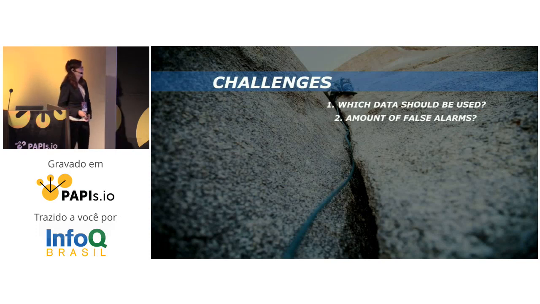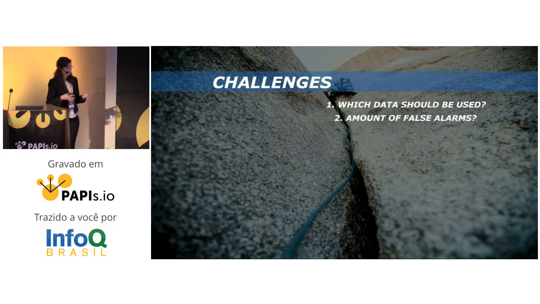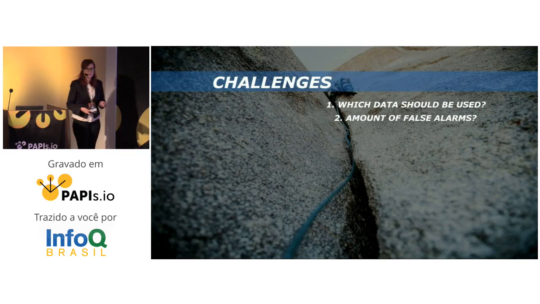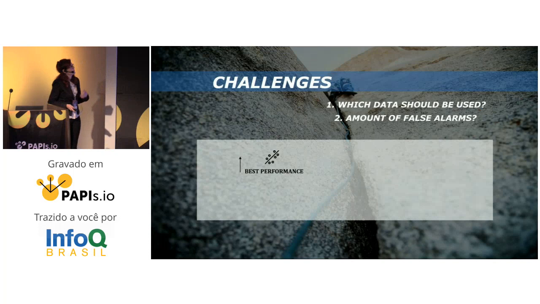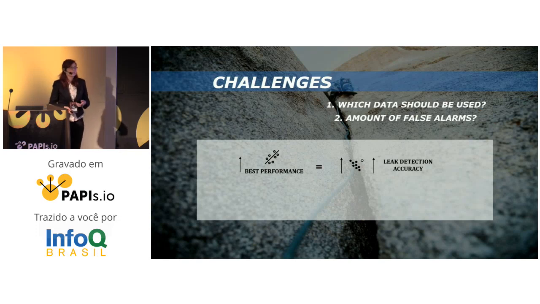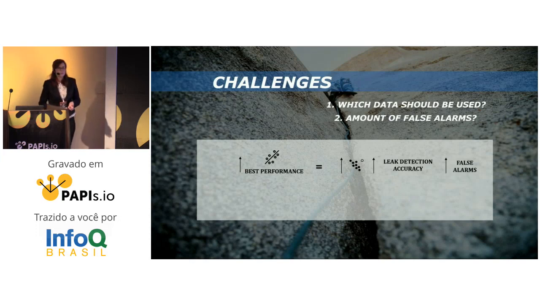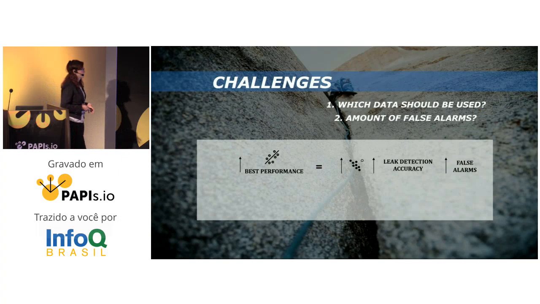The second challenge was the amount of false alarms, because as we understood the behavior of the process variable, any unexpected behavior, the system interprets as an alarm and a leakage. So we ended up with 2 main scenarios. The first scenario was the best performance of the system. The system had a high leak detection accuracy, so it could detect even small leakages around 30 cubic meters per hour, but the system also raised a high amount of false alarms. It was more than 15 alarms per month. So it was too many alarms for the plant operator to verify during the whole month.